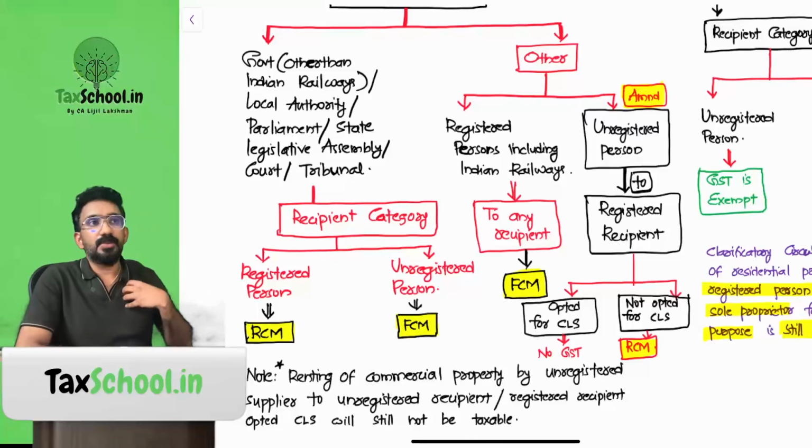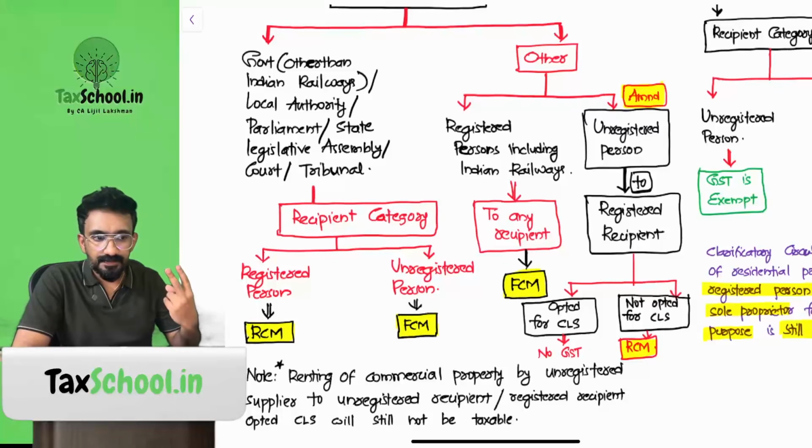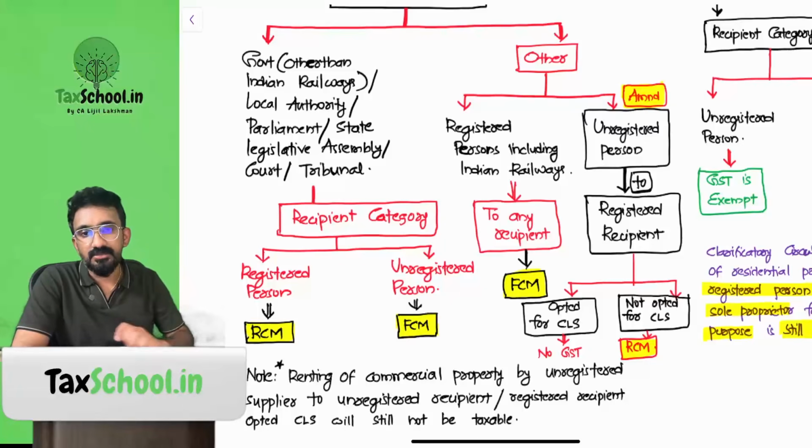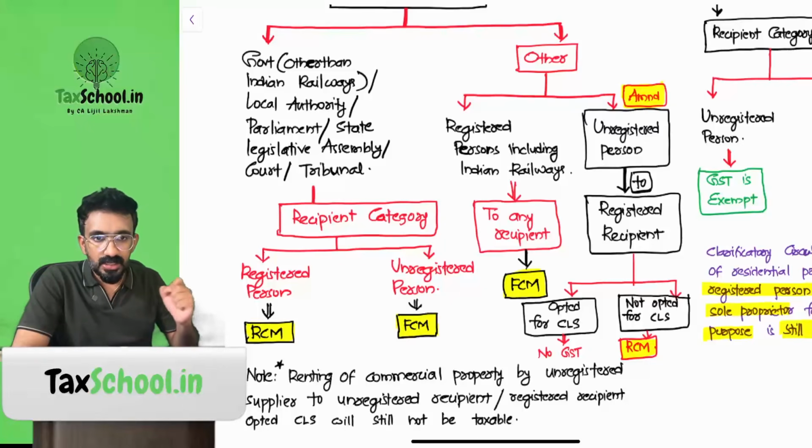So I am taking a commercial property on rent, 2 lakh is the rent. They are of course registered because their rent turnover itself is 24 lakhs in a year. They will give me a bill of 2 lakh plus GST of 36,000. As simple as that. A registered person, including Indian Railway, if they are renting an immobile property, would be taxable under forward charge mechanism. Plus GST would be applicable.